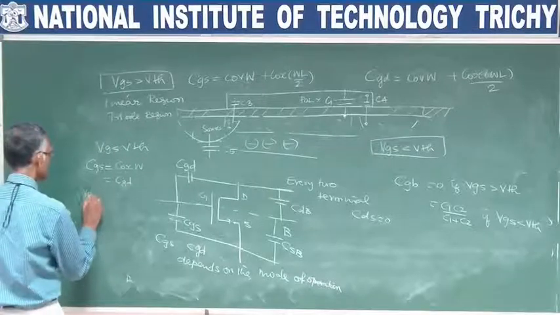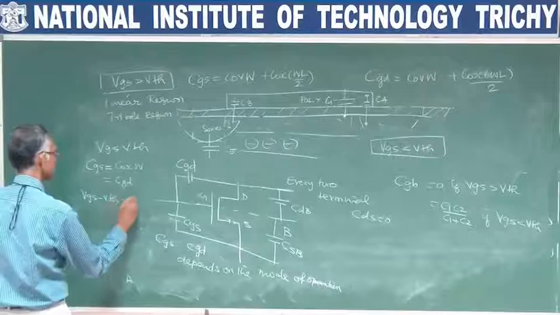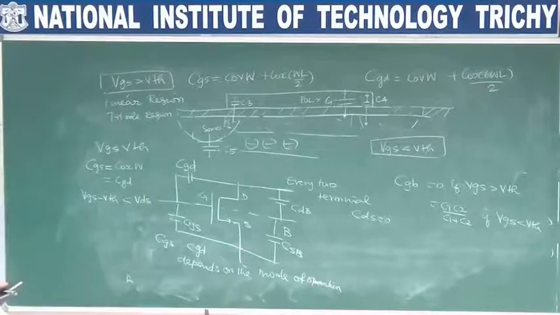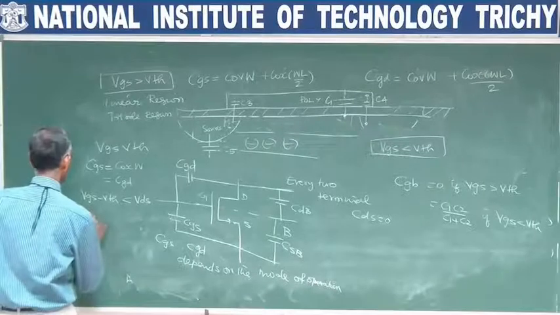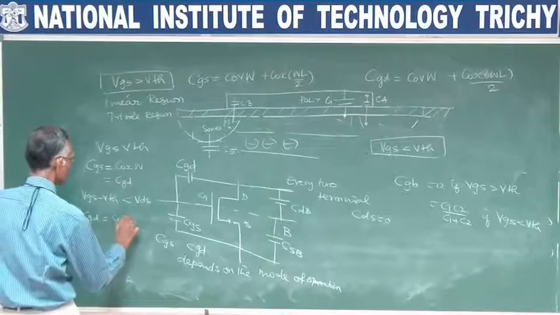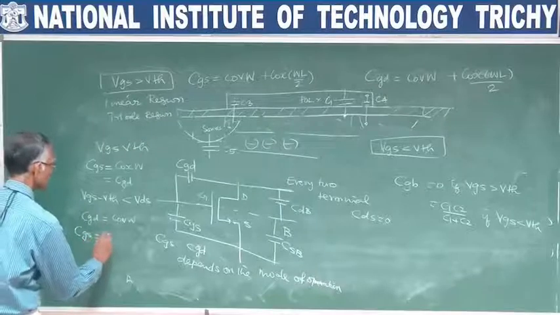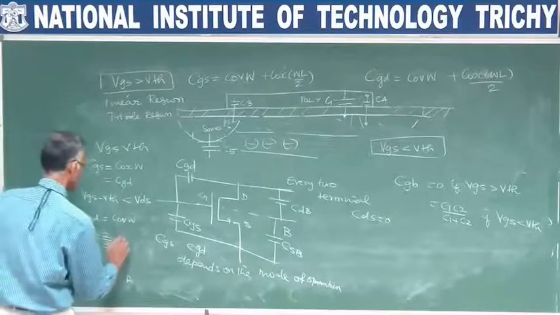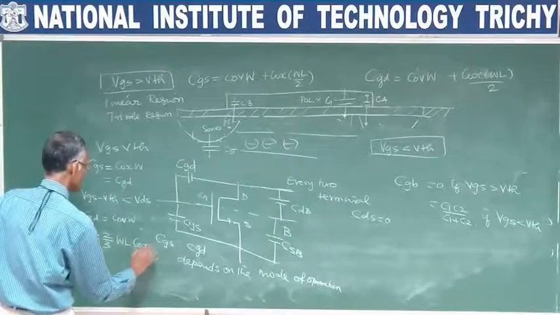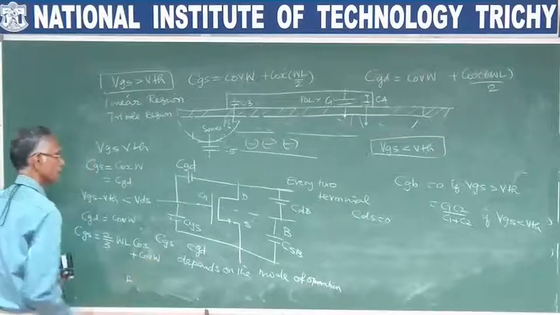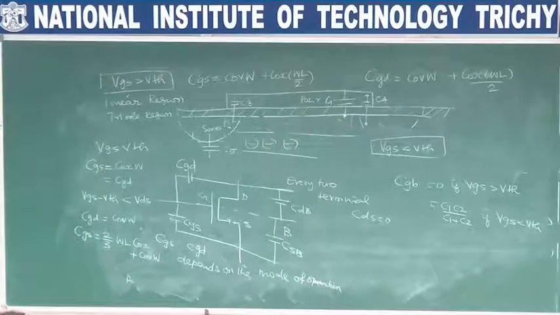When VGS minus VTH is less than VDS, that is in the saturation region, CGD becomes equal to COV into W. CGS becomes equal to 2/3 of COX into W. So depending upon the region of operation, the capacitance will be different.